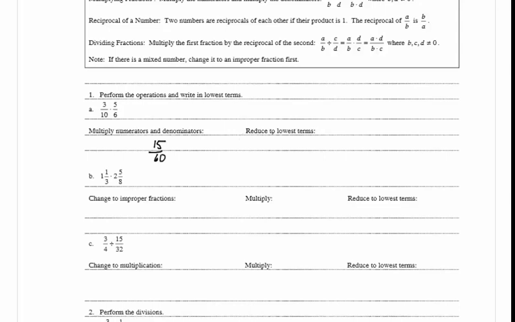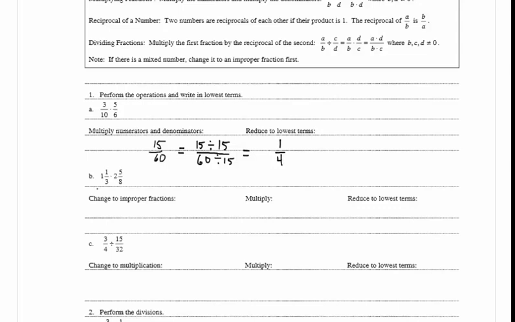And now it wants us to reduce to lowest terms. And 15 over 60, and 15 and 60 are both divisible by 15. So I could divide numerator and denominator by 15. And 15 divided by 15 is 1. And 60 divided by 15 is 4. So 15 over 60 reduces to 1 over 4.